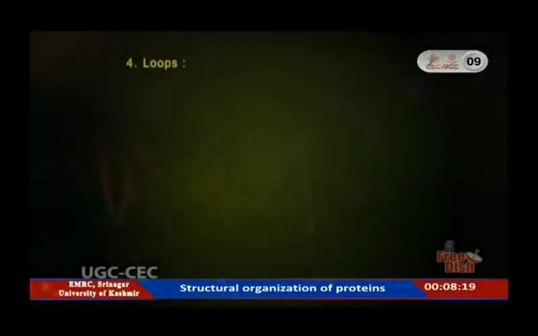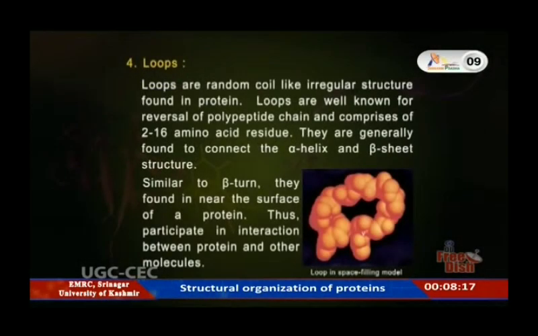Number 4 is the loops. Loops are random coil-like irregular structures found in proteins. Loops are well known for reversal of the polypeptide chain and comprise 2 to 16 amino acid residues. They are generally found to connect alpha helix and beta sheet structures. Similar to beta turns, they are found near the surface of a protein, and thus participate in interaction between the protein and other molecules.